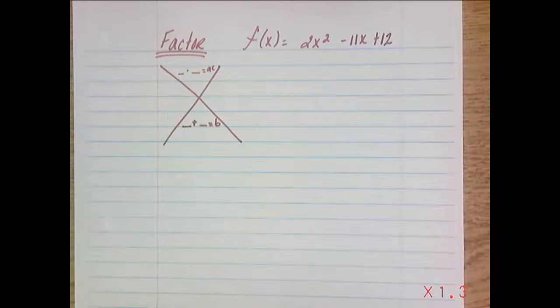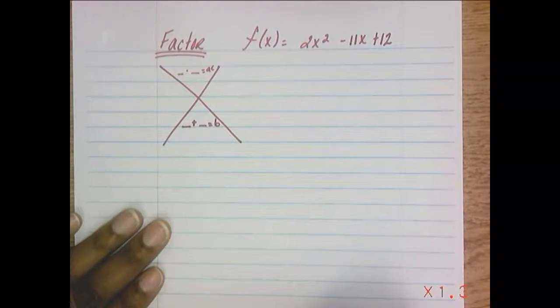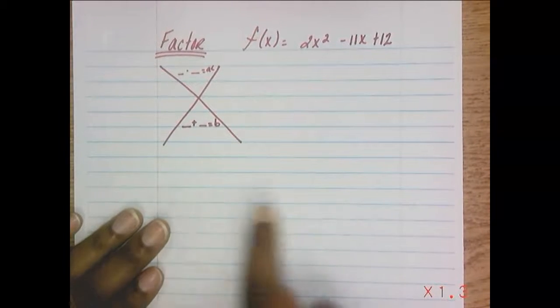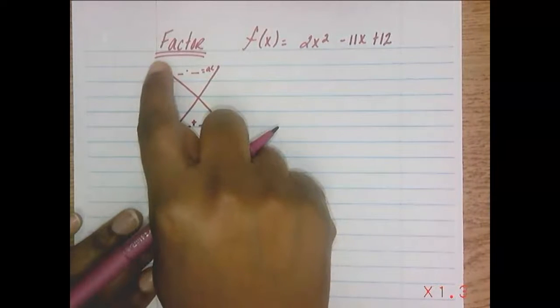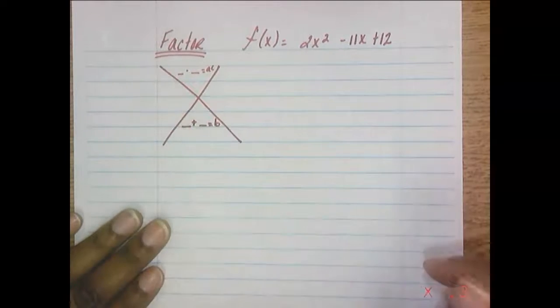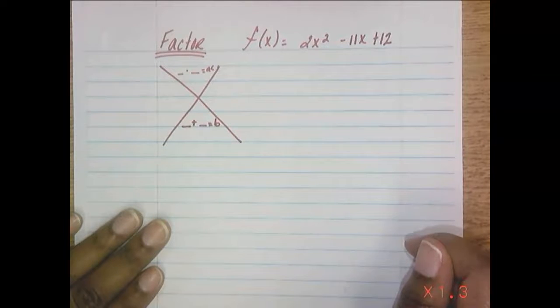Okay, good day everyone. I don't think that we're going to have enough time in class to go through this one, so I wanted to take some time to do it now. So on the slide I asked you to factor f of x equals 2x squared minus 11x plus 12.